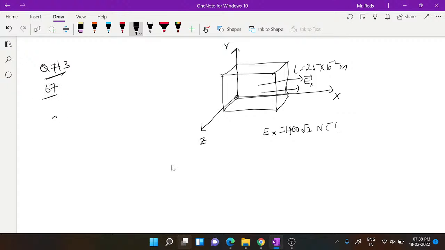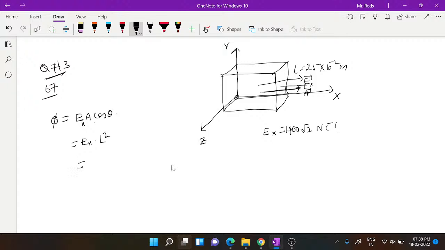So the flux coming out of the cube is phi is equal to E A cos theta. E here is in the x direction, so Ex into A, the area of only this surface, which is length into length, L square. Theta: the area vector A is along the outward normal, and E is parallel to it, so theta is 0. So it is equal to Ex into L square into cos 0.